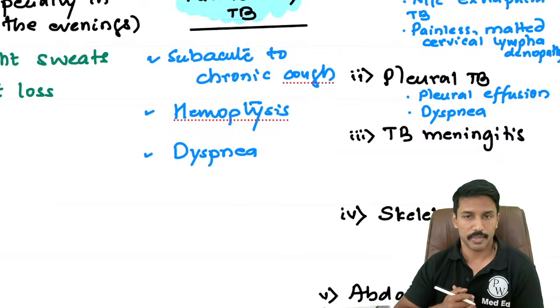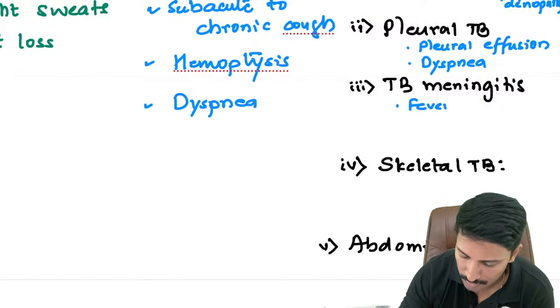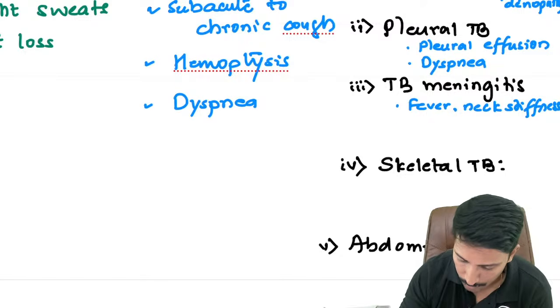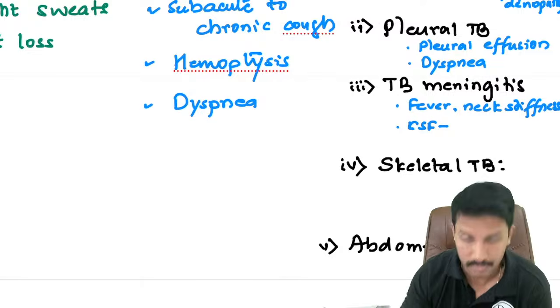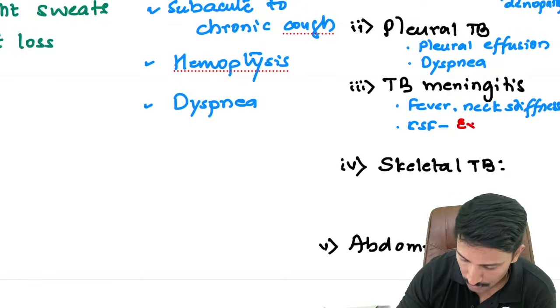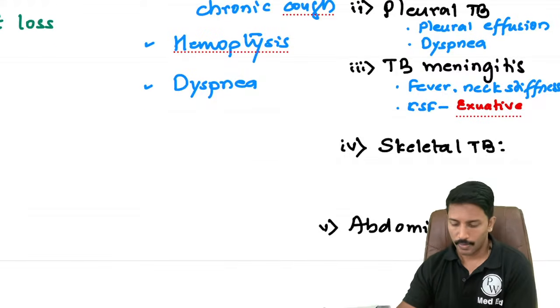TB can also cause meningitis, as we know, right? So if TB causes meningitis, these patients can present with fever and neck stiffness. And when I do lumbar puncture, the CSF analysis is going to show, what is it going to show? It is going to show exudative picture, right? It is going to show exudative CSF picture.